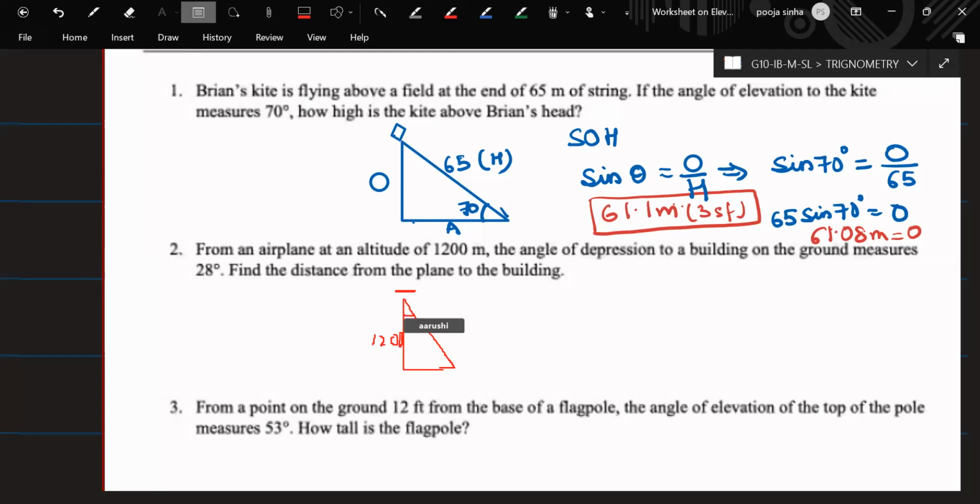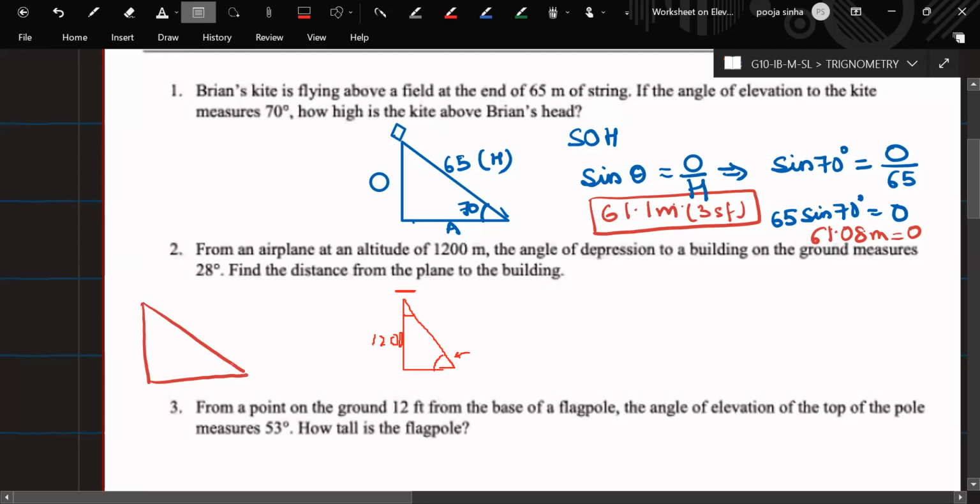Angle of depression. Okay. That's the only thing you've not drawn correctly, but everything else is fine. I'll tell you what it means actually. The triangle is upside down, so it's like this, correct? That's what you've drawn. Here is your plane.